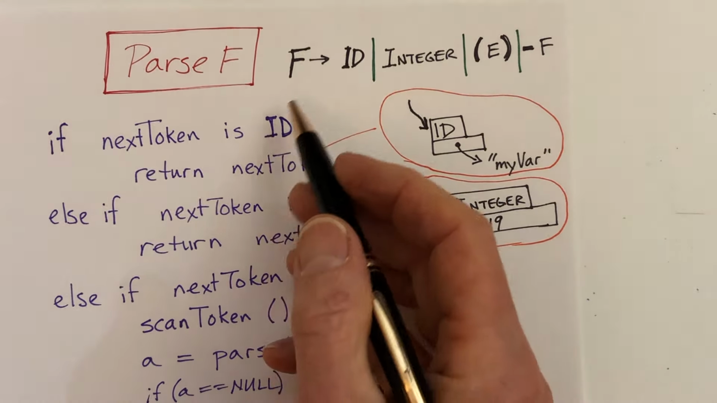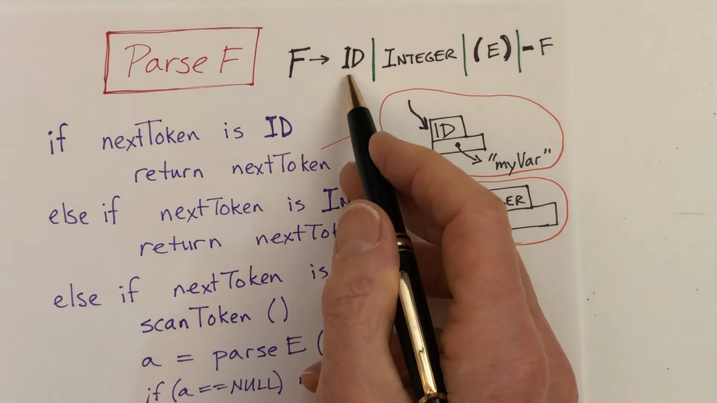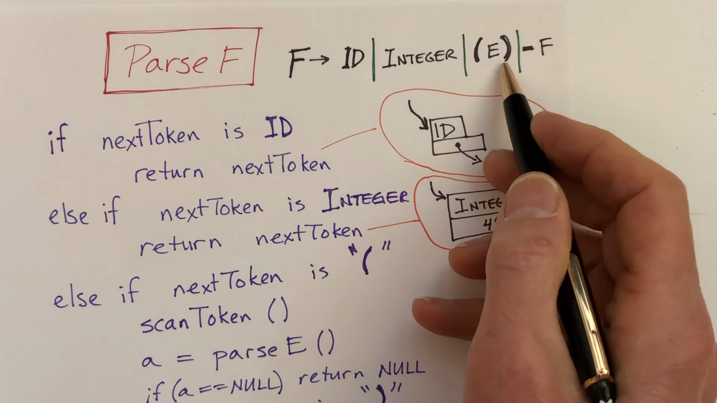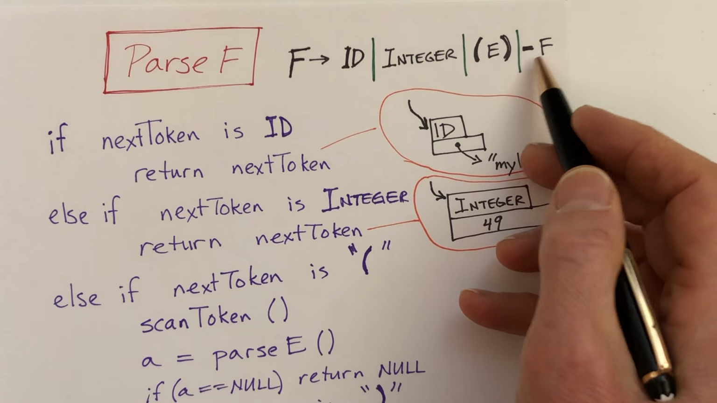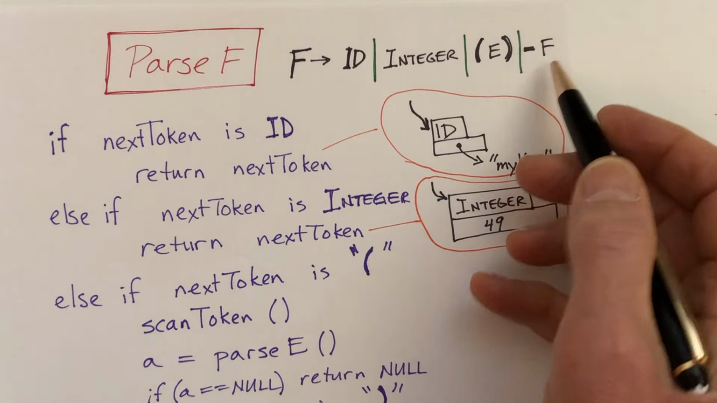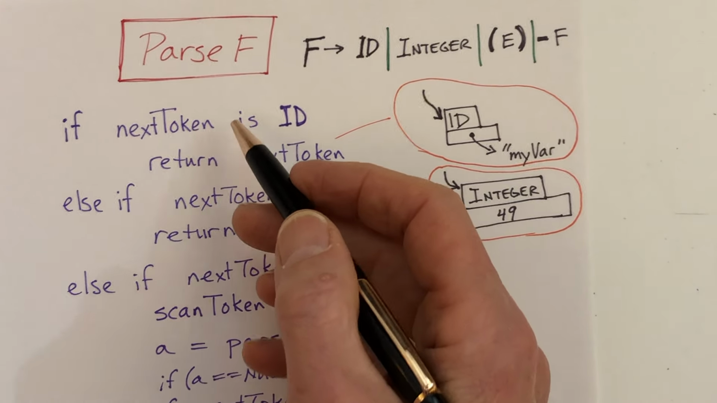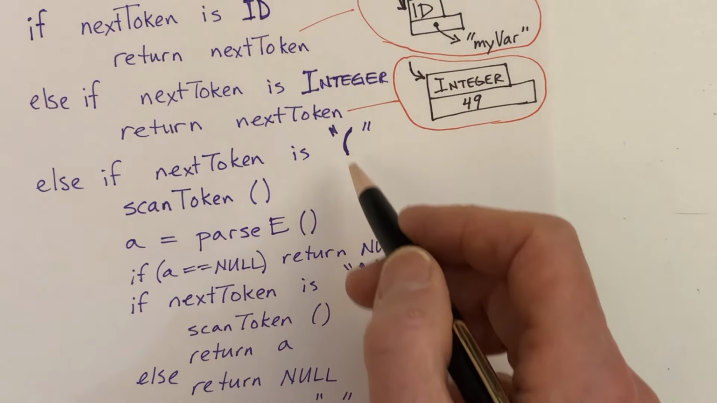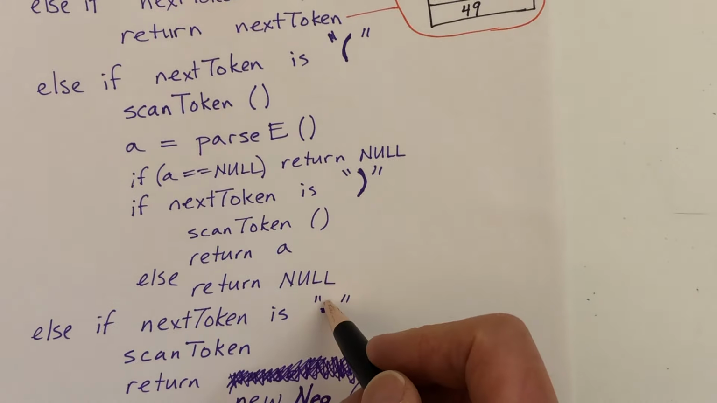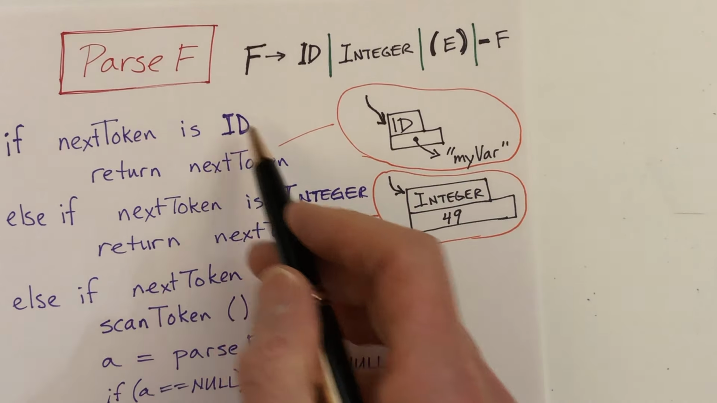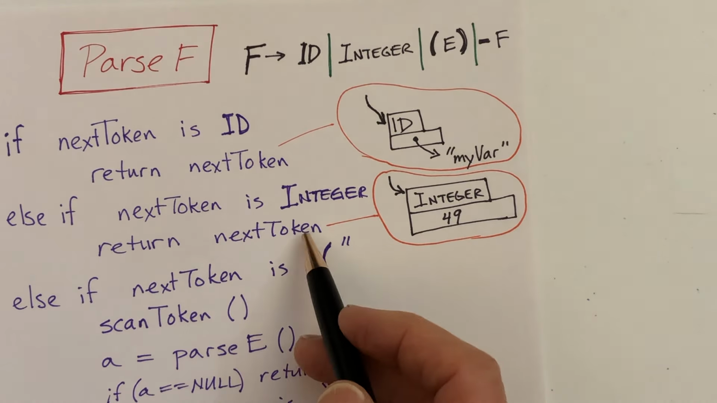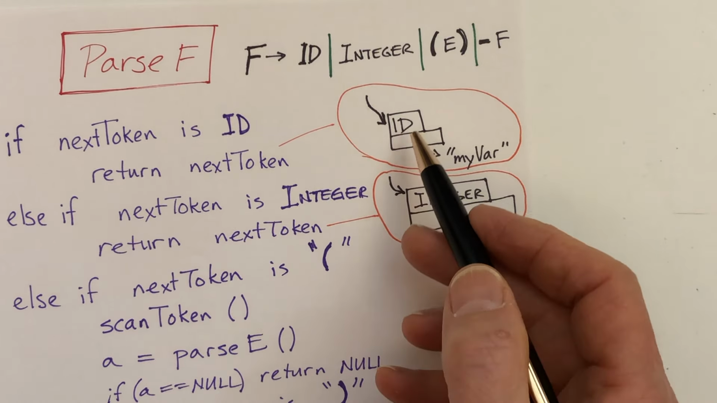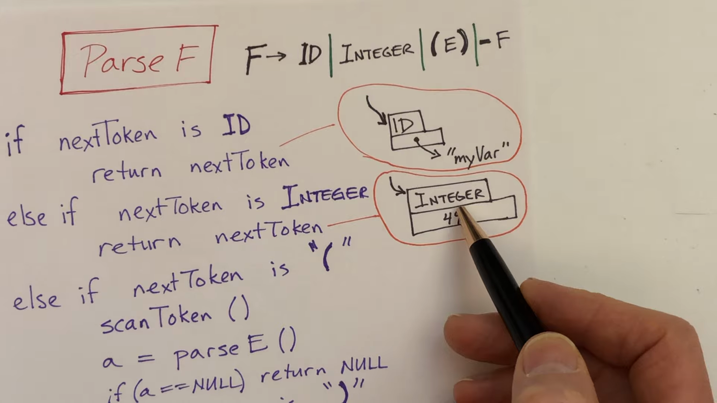Let's look at the function that parses a factor, which can be an identifier, an integer, or an expression inside parentheses, or a negation symbol followed by another factor. So the function is basically just an if statement. We check the next token to see whether it's an identifier, an integer, an opening parenthesis, or a negation sign. If it's an identifier or an integer, then we simply return the token itself. More precisely, we return the object that represents the identifier or the integer.